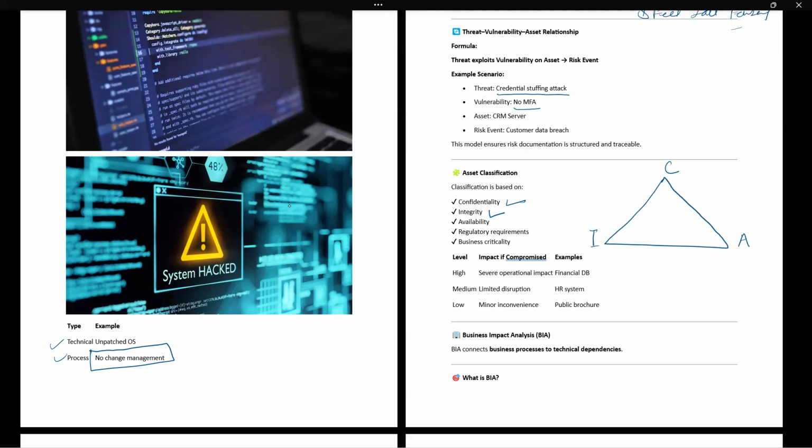So we have a big, heavy reliance on these three items, confidentiality, integrity, and availability, in asset classification. These are the three factors heavily analyzed when we are doing the classification. Then next is regulatory requirement. This is also important where you might be handling some data which is complying with some rules and regulations, maybe like GDPR.